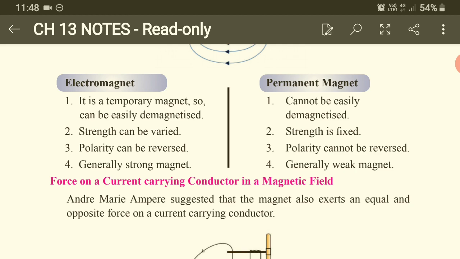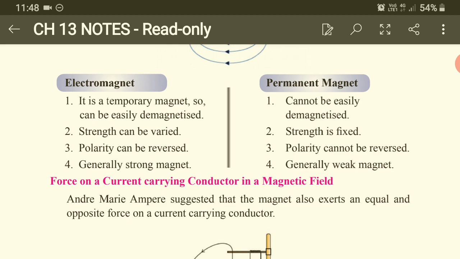The strength of an electromagnet can be changed by increasing or decreasing the number of turns in the solenoid or by increasing or decreasing the current in it. But the strength of a permanent magnet cannot be changed, it remains fixed. The polarity of electromagnets can be reversed. How? Yes, you are correct.